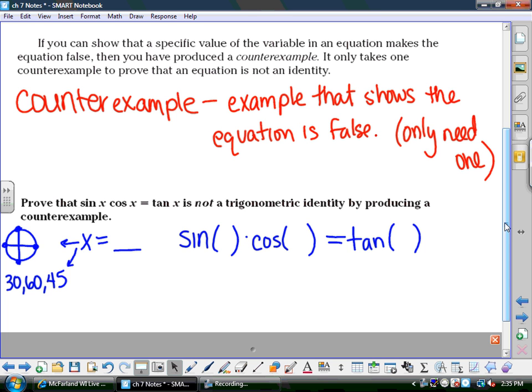So those are the values we want to look at when we're trying to find a counterexample. We can start by trying 0 for x. That seems like the easiest one to try. And I think in this case it's not going to work out, but we'll try it and see how it goes.